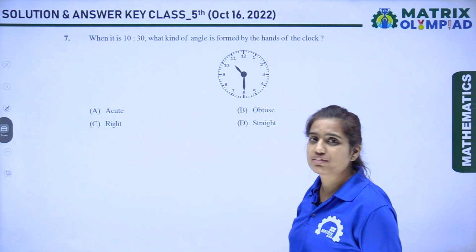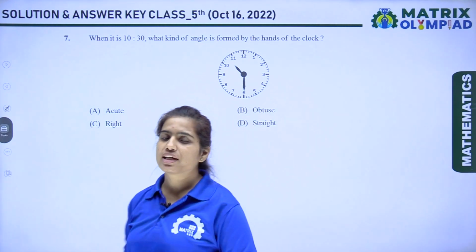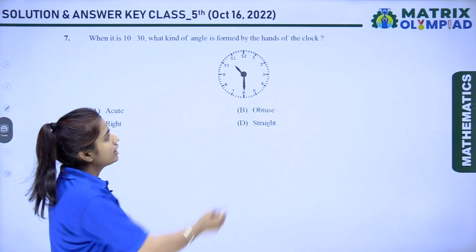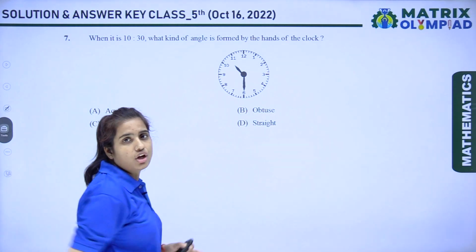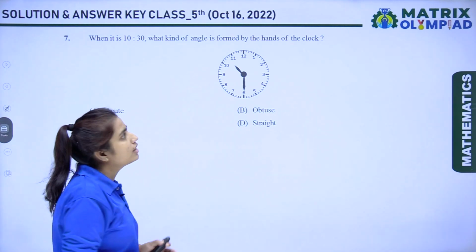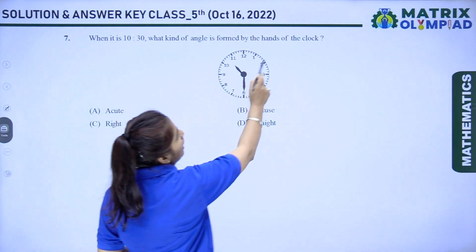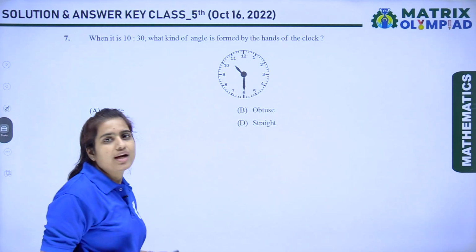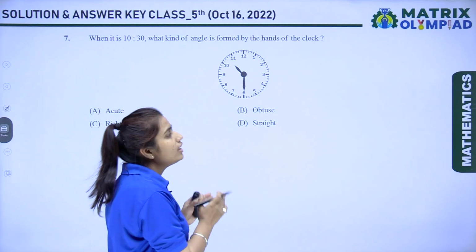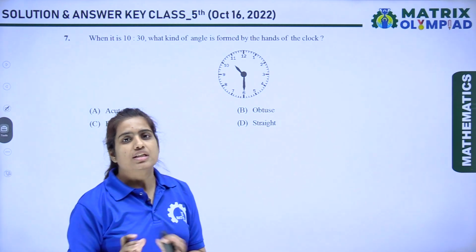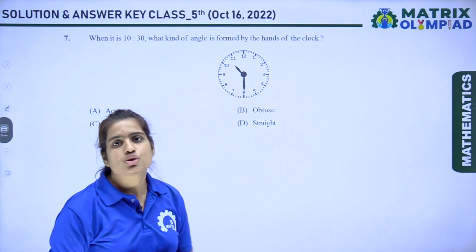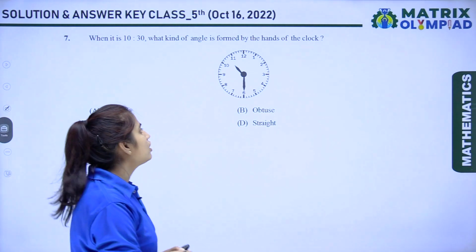Now question number 7. It is a straightforward question and a very easy one. When it is 10:30, you can see the clock here. It is 10:30 on the clock. What kind of angle is formed by the hands of the clock? You have to only observe the figure, observe the hands of the clock, and just tell which angle is formed by these 2 arms of the clock.